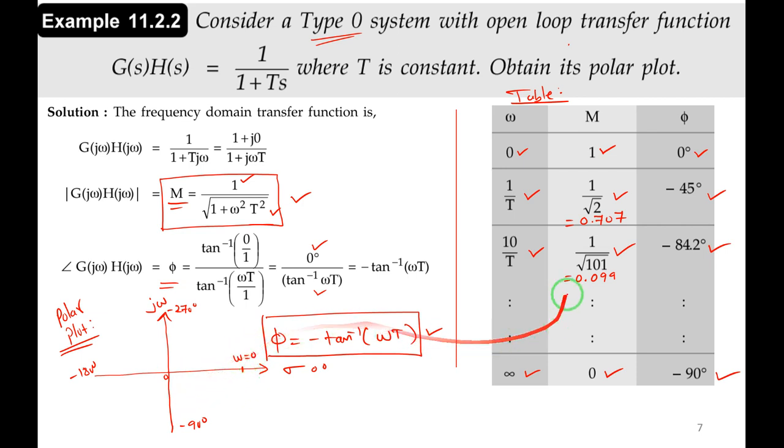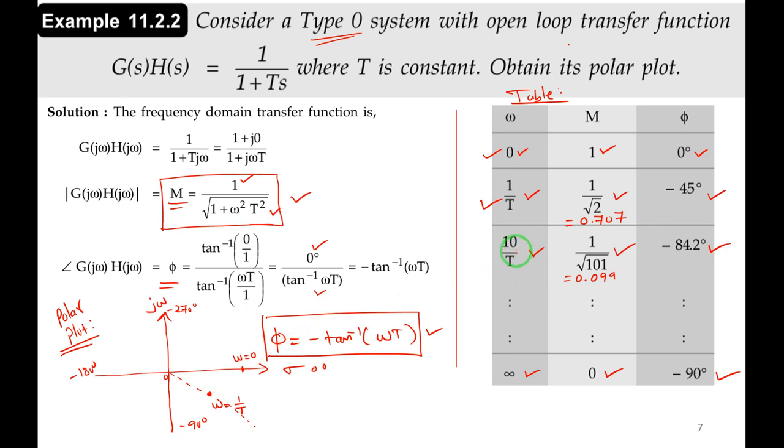No problem, right? Then for the next value, omega equal to 1 by t, the angle is minus 45. So let me draw minus 45 here. This is minus 45. So what is the magnitude? 0.707. From here to here the distance is 1. 0.707 means, let me mark one point here. This is for omega equal to 1 by t. For omega equal to 0, it is over. For omega equal to 1 by t, I have marked this point and over, right?